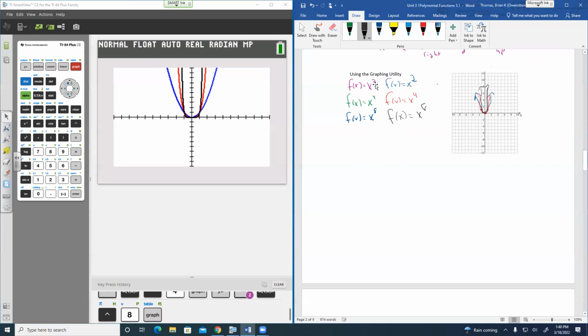So when the degree is even, there's just this one term, x to the 4th, or this one term x squared, where there are even exponents, the graph is going to take on this U shape. But again, as the exponent gets bigger, the graph gets much steeper and it gets much flatter near the origin.